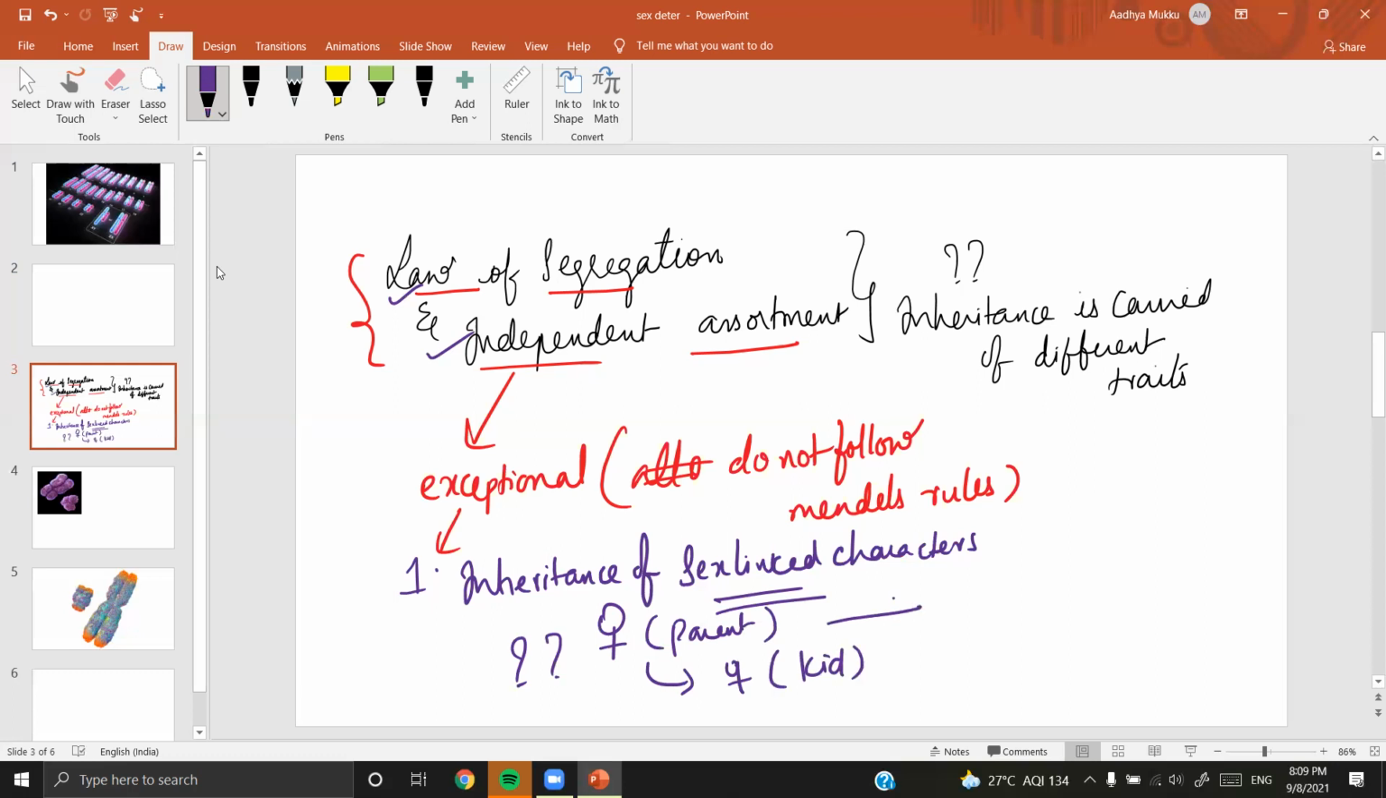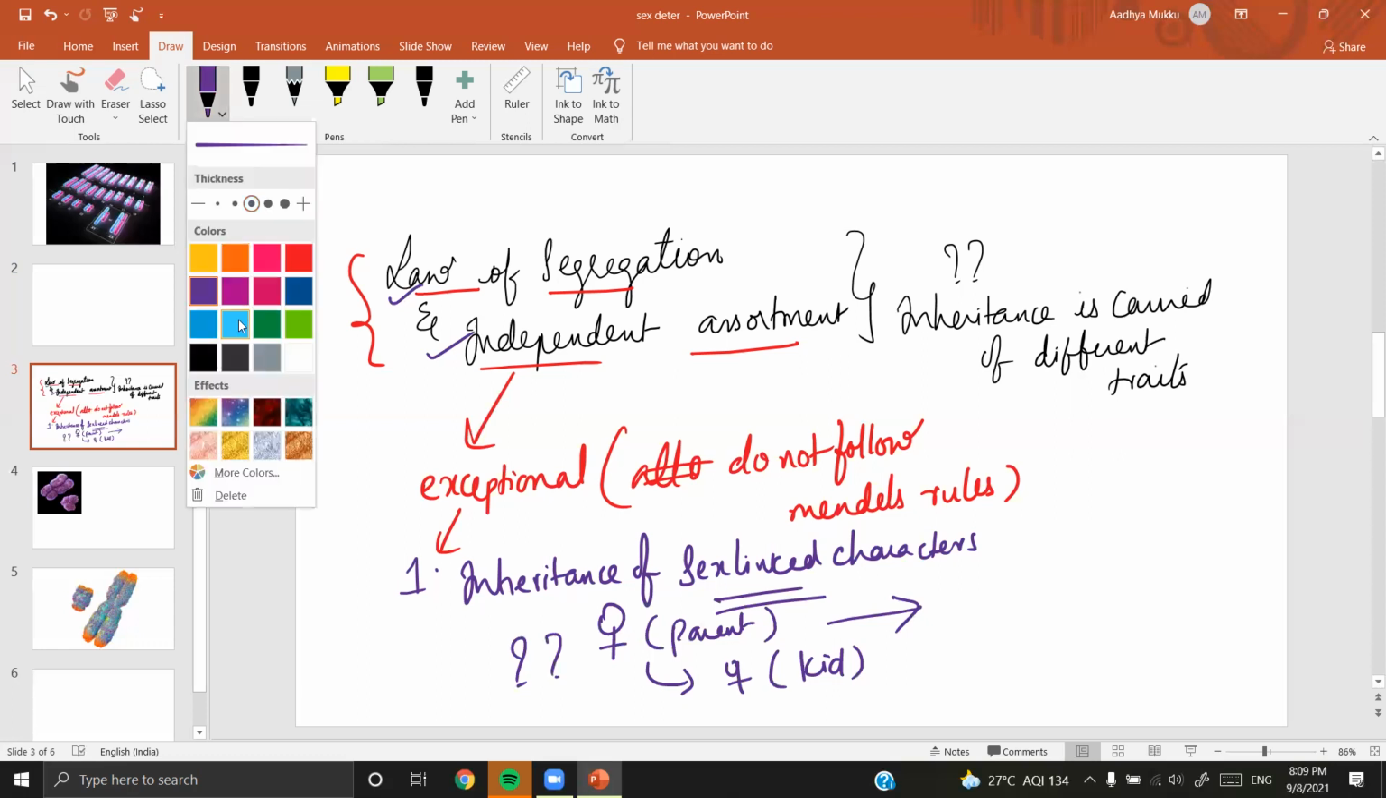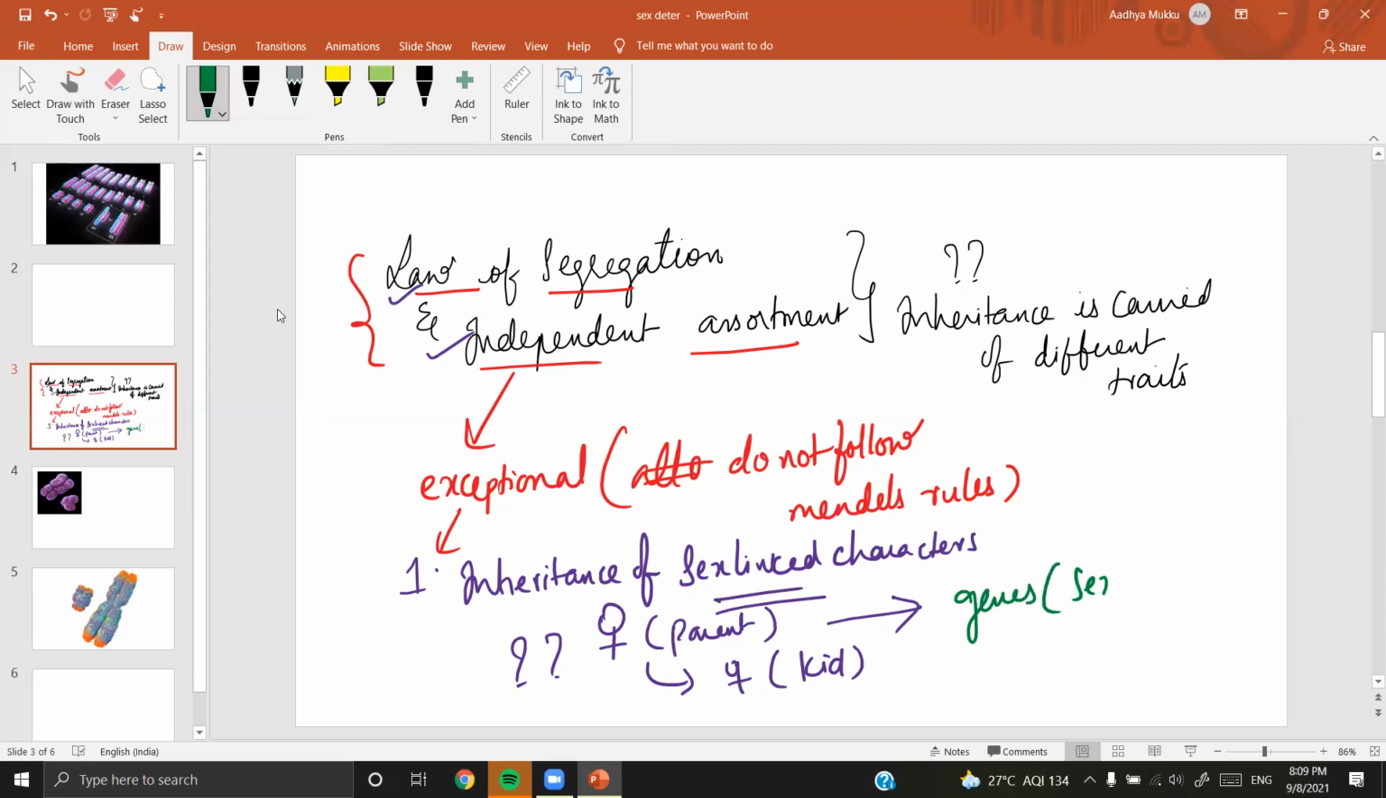They are transferred because these genes are located on the sex chromosomes themselves. These genes are called sex-linked characteristics. Those characters are determined by genes present on the sex chromosomes. So to understand the inheritance of sex-linked characters or traits, we first have to understand the sex chromosomes and the different mechanisms by which sex is determined.